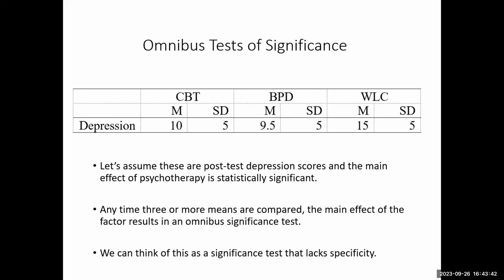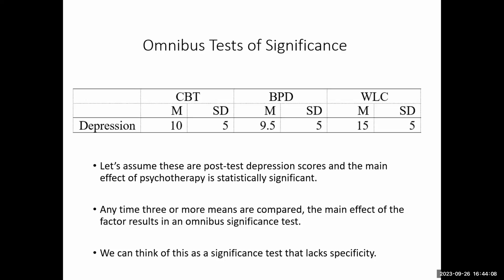Next, I want to talk about omnibus tests of significance versus more focused tests of significance. So I have some means and standard deviations here from our hypothetical psychotherapy outcome trial. Let's assume these are depression means on a post-test assessment, meaning that everyone has received treatment, or whatever time has passed in the waitlist condition.